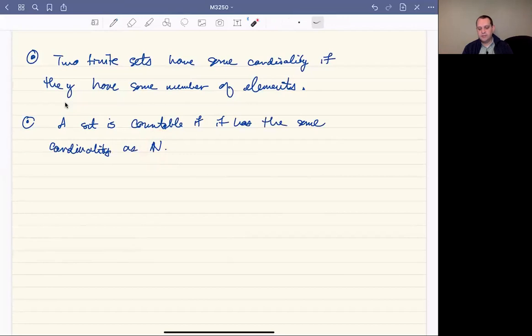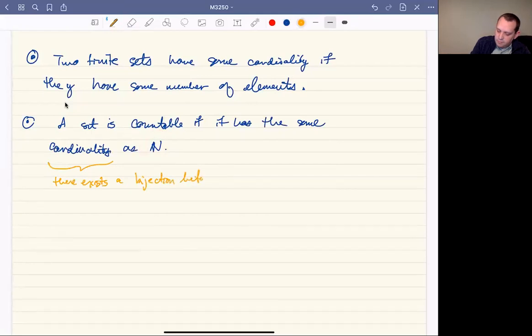the integers. And when I say the same cardinality, just to be clear, what I mean is that there exists a bijection between the set that we're talking about and the non-negative integers. Okay, so that's what it means to be countable.